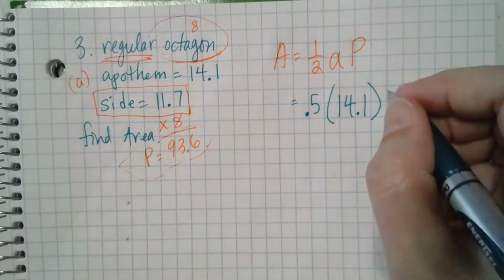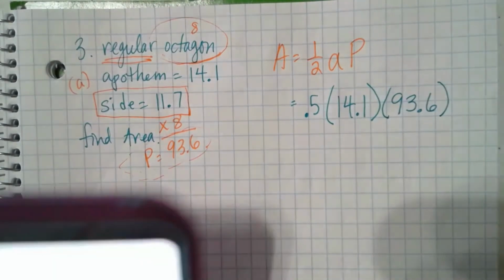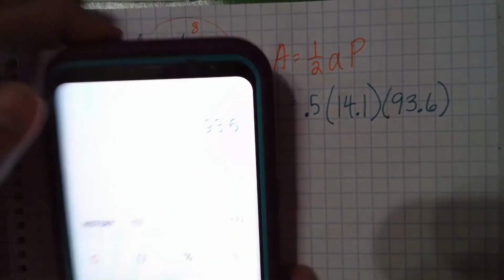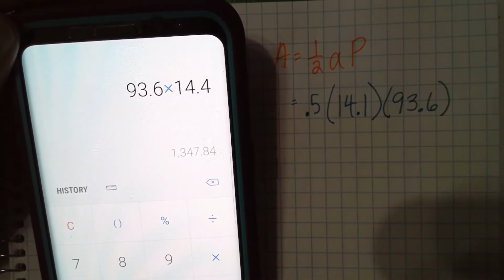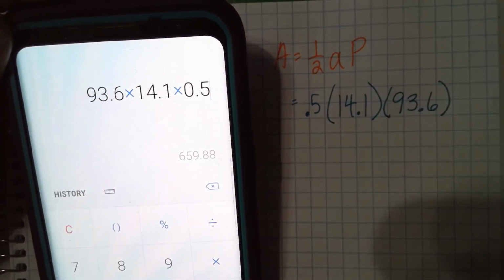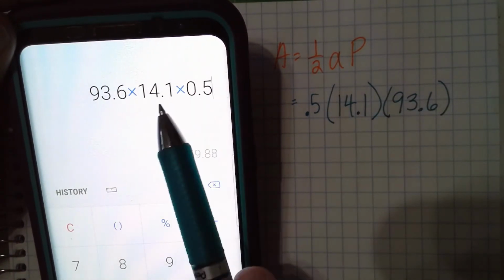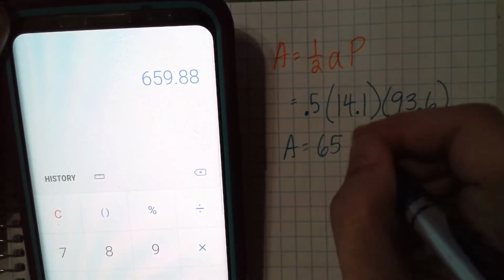Please don't use the side length. That will get you a wrong answer every time. So we've got 93.6. I'm just going to work backwards because it's multiplication, times 14.1. Oops, that's not a 1. 14.1 times 0.5. So I've got 1/2 times 14.1 times 93.6, which is 659.88.